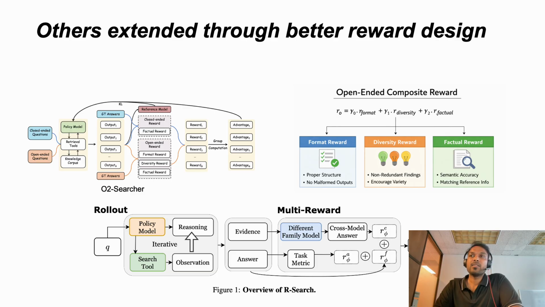R search was also an interesting approach. They added an explicit evidence generation step where they not only inserted retrieve tokens but also generated summaries from those retrieve tokens. And for the answer reward, they essentially measured the quality of the evidence being retrieved. They take the generated evidence and feed it to a different family of frozen model and have that model answer the question using this generated evidence and see whether that is similar to the gold answer. If that is highly similar, that means the evidence is very useful.